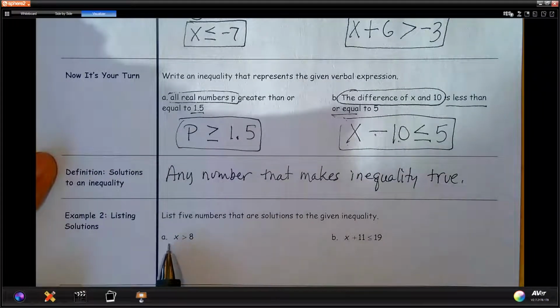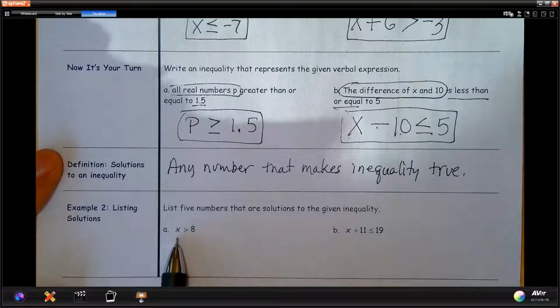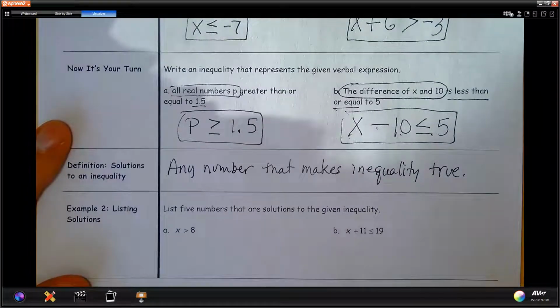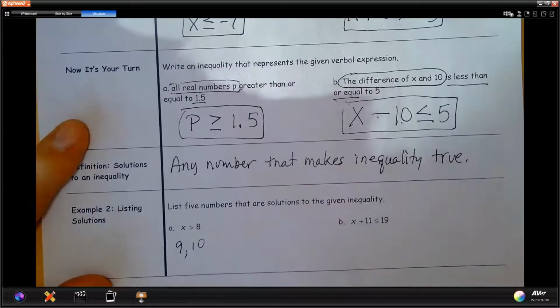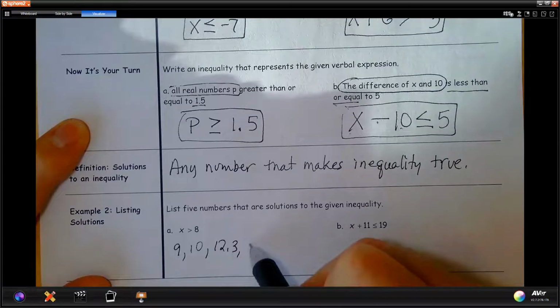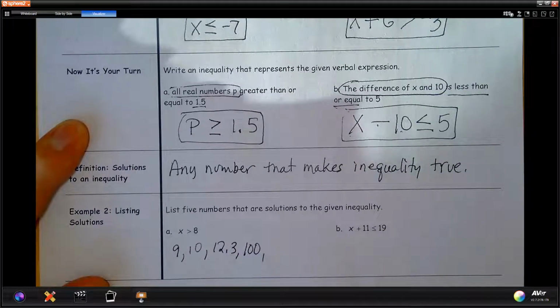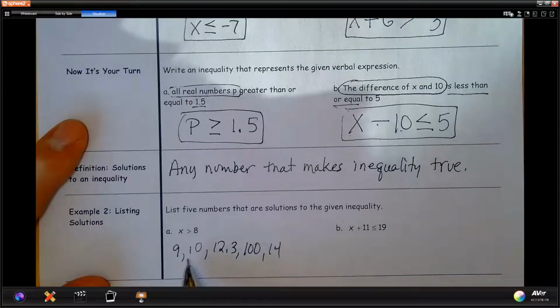Here's an example. This problem says list 5 numbers that are solutions to the given inequality. You just have to list 5 numbers that make this inequality true. And it says x is greater than 8. Well, what are some numbers that are greater than 8? 9. 9 is greater than 8. 10. 10 is greater than 8. 12.3 is greater than 8. 100 is greater than 8. 14. Okay, that's 5. 1, 2, 3, 4, 5. Are these the only numbers that are solutions? No. There's an infinite number of numbers. These are just 5 that I picked.